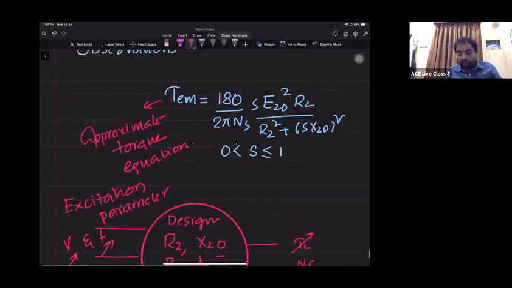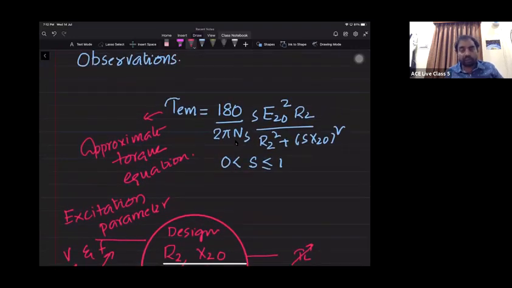So finally, what I want to tell you now is how the motor torque, the electromagnetic torque, varies if you vary the motor parameters. So what are those motor parameters? If you vary the design parameters, how will the torque vary? If you vary the excitation parameters, how will the torque vary? If you vary the load parameters, how will the torque vary? We are going to find out these variations with respect to torque.